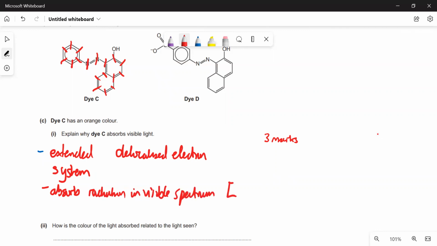The energy is given by, I'll write down the equation because I think that will probably be required, E = hf, where f is the frequency of the light, E is the energy, and h is Planck's constant. So it will absorb energy and promote those delocalized electrons to a higher energy state. And so that's why they absorb it.